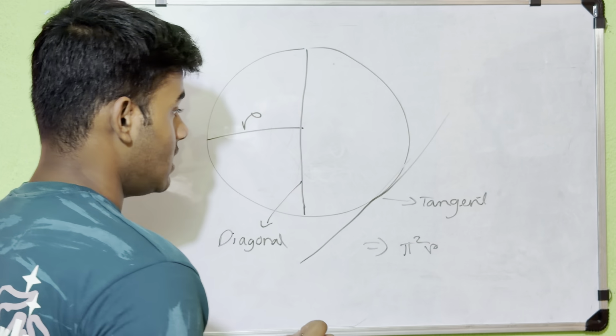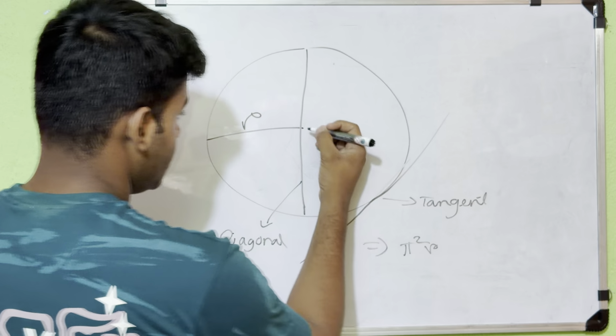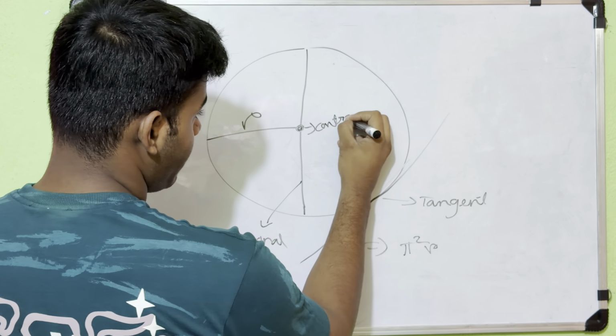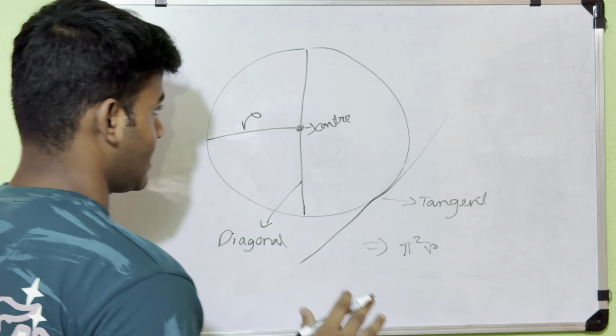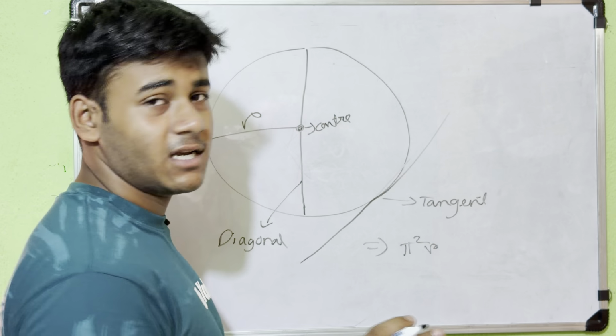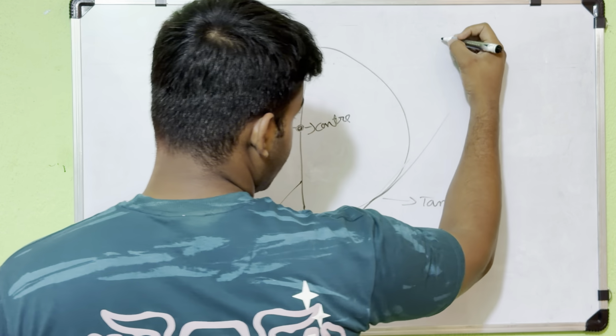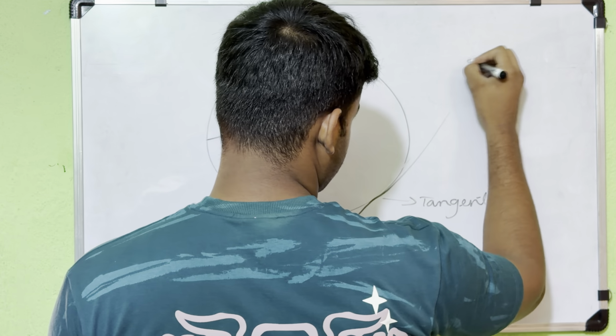Before I start, the main thing, including this, is the center. A center is very important in a circle because it is the only way that you can calculate all the possible measurements. It is the center, and then it comes cone.